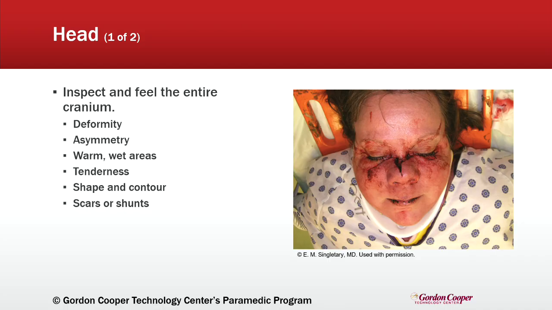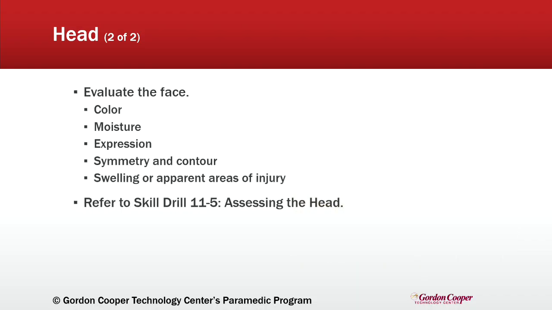Moving on to the head. When we examine the head, we'll use both touch and visual inspection to check for deformities, asymmetry, warm, wet areas, tenderness, the shape of the head, the contour of it, and whether there are any scars or the presence of any shunts, because they may have a shunt installed. They may have a shunt embedded that's draining excess cerebrospinal fluid out of the cranial cavity.